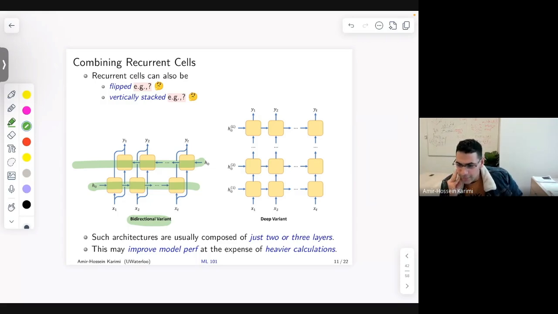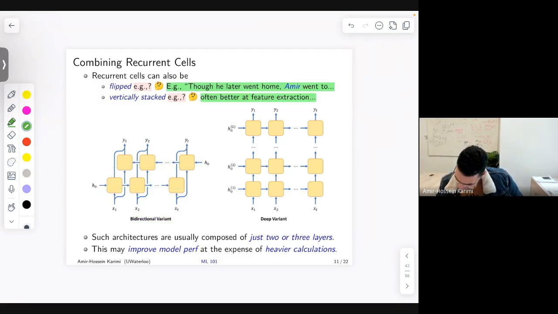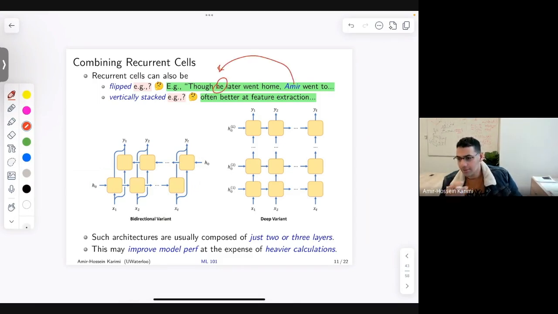Why would I want to have a flipped example on the left-hand side, the bidirectional variant? What's the case where I would want that? Maybe I have a sentence that says, though he later went home, Amir first went to class. So the noun, the subject, is occurring after the pronoun. So maybe the bidirectional helps us do that.